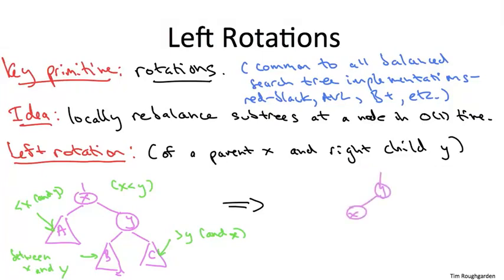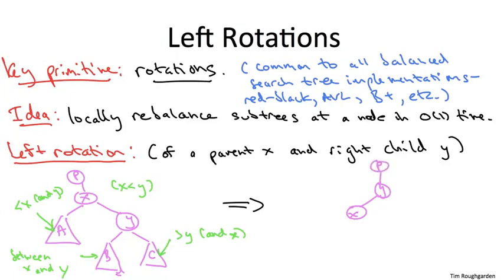So your first question might be, well, what happened to X's parent? X used to have some parent, let's call it P. And now X's new parent is Y. Similarly, Y used to have a parent X, and there's a question, what should Y's new parent be? Well, Y is just going to inherit X's old parent, P.